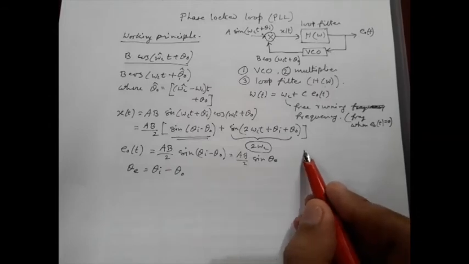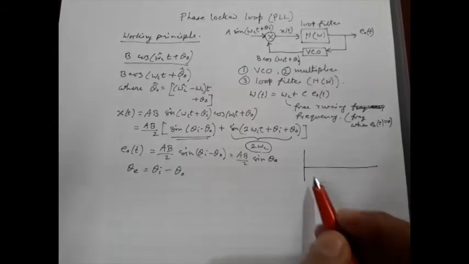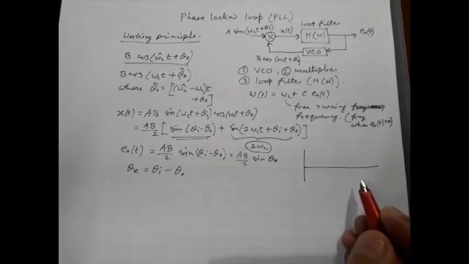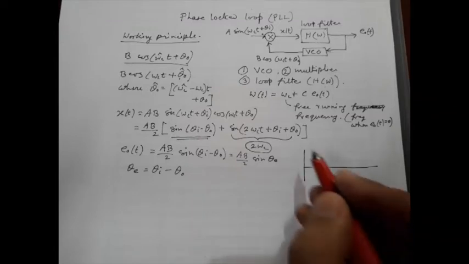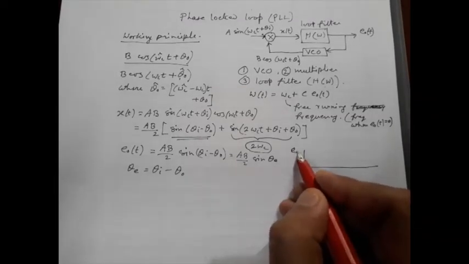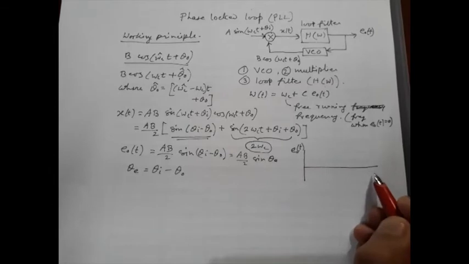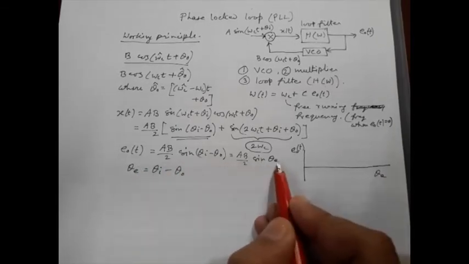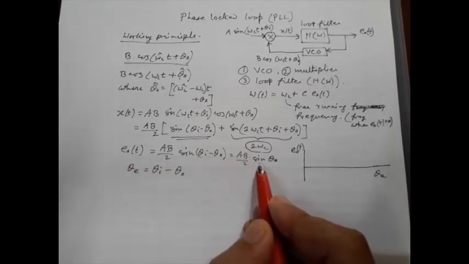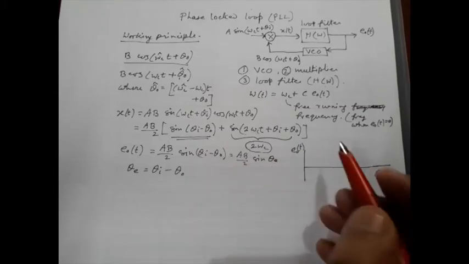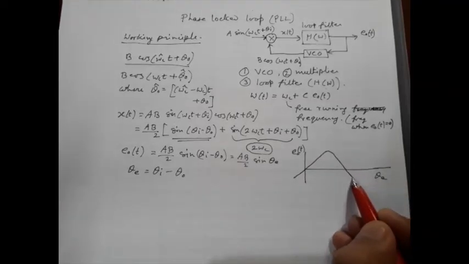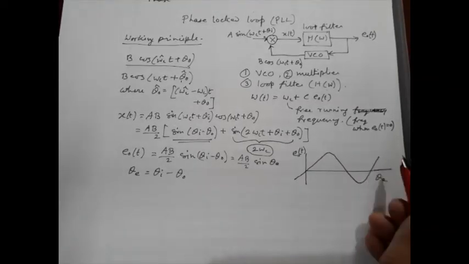Let us see how this theta E and E0 are varying. So E0(t) equals AB by 2 sine theta E. It is a sinusoidal function, so it will vary in this way, just like a sine wave. Something like this.